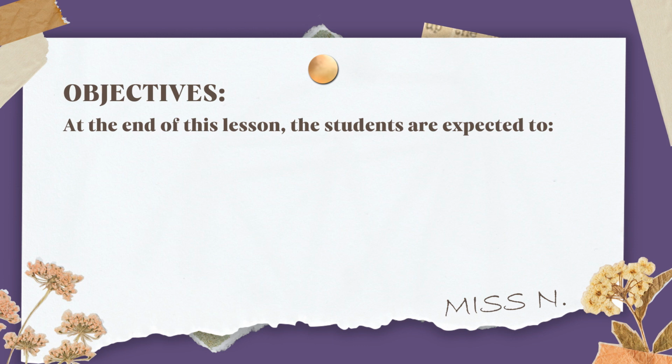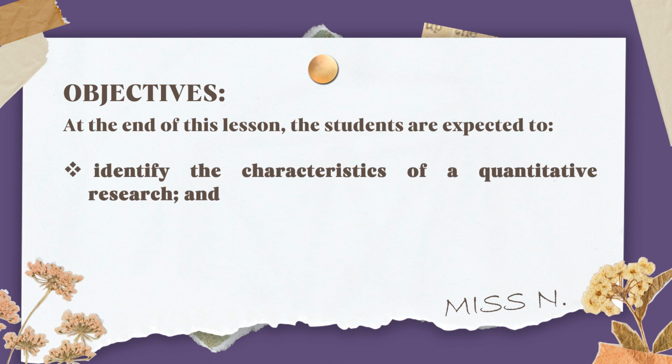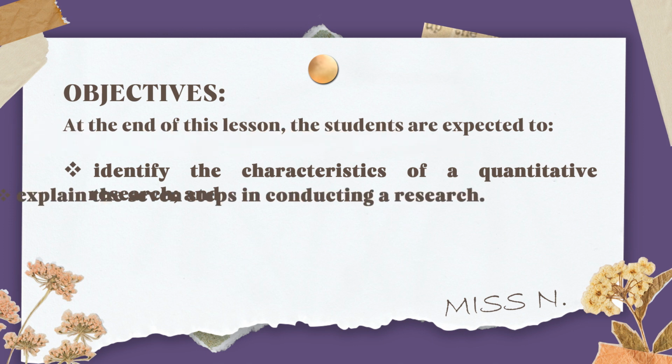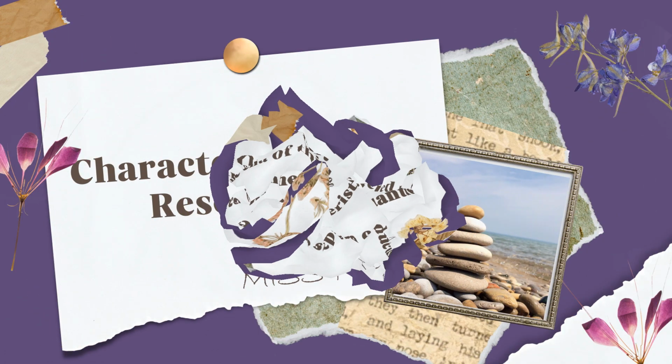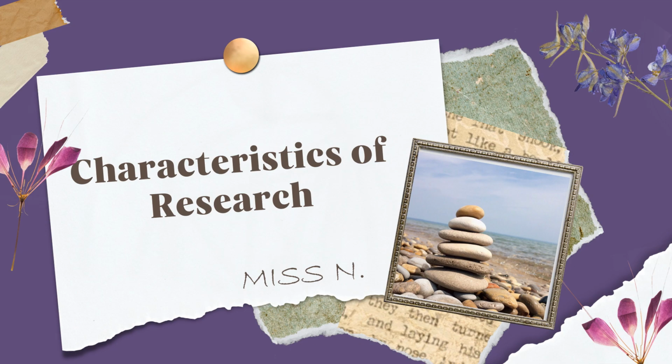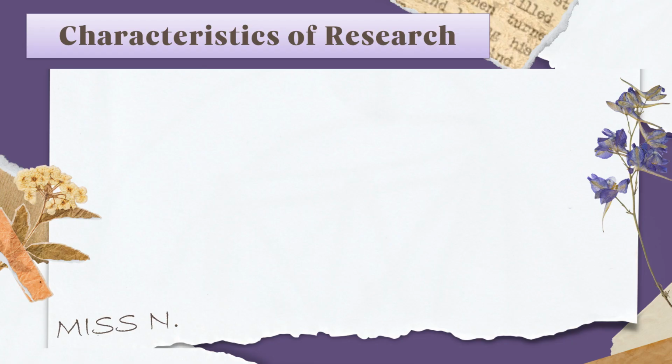At the end of this lesson, the students are expected to first identify the characteristics of a quantitative research, and the second one is to explain the 7 steps in conducting a research. We are going to discuss also the characteristics here of the research. Characteristics of research we have: it's empirical.